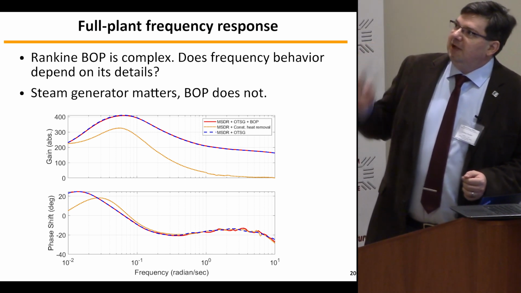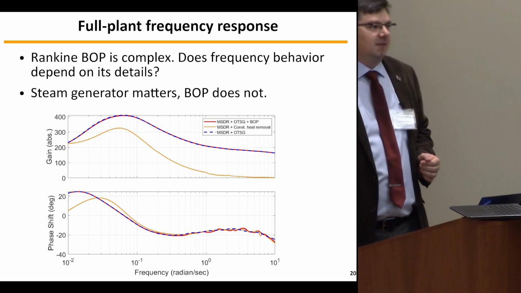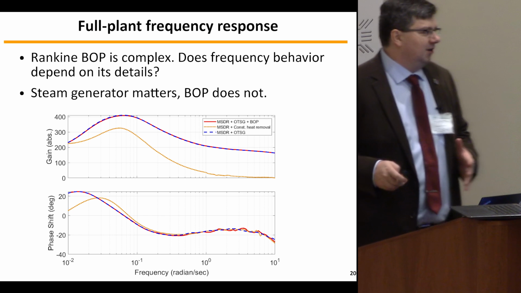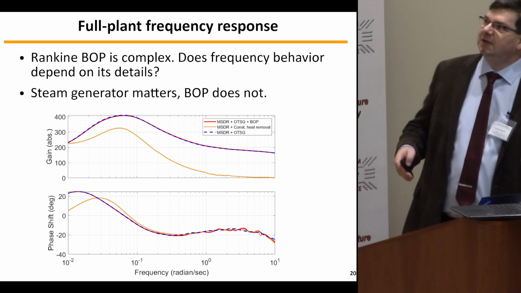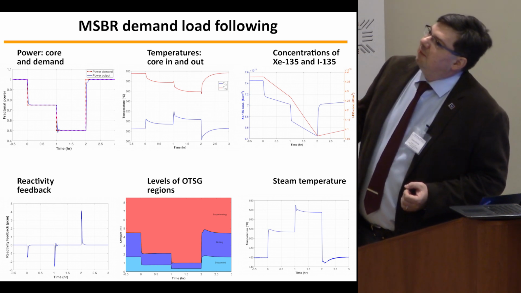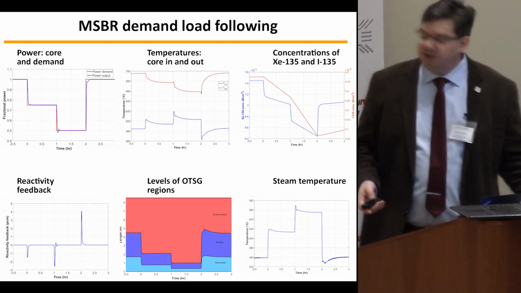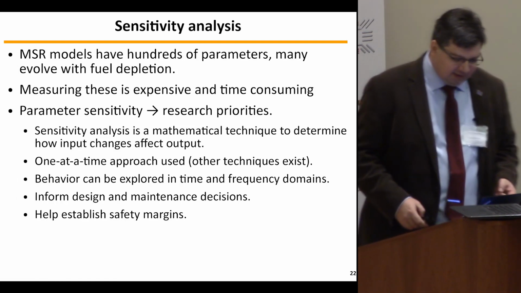The balance of plant has over 100 state variables. It's a very complex model, so we would like to not use it unless we have to. So that's useful. Here are some load following transients, again, demand-driven, and the model seems to work. I have to speed up a little bit.